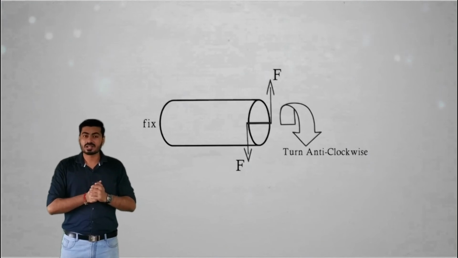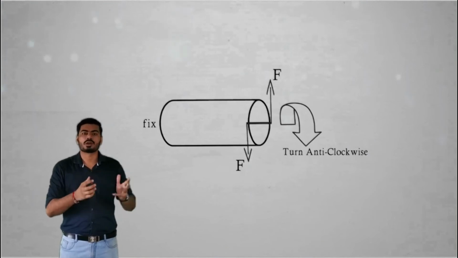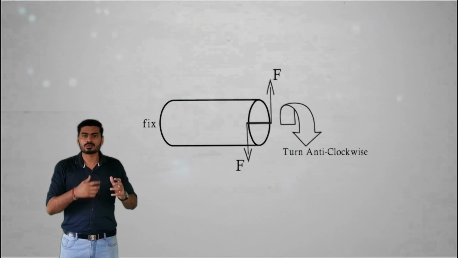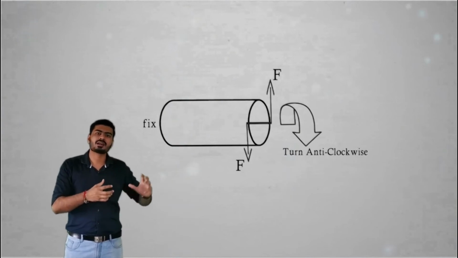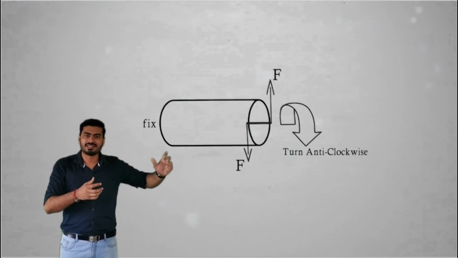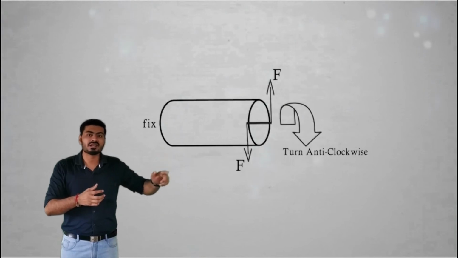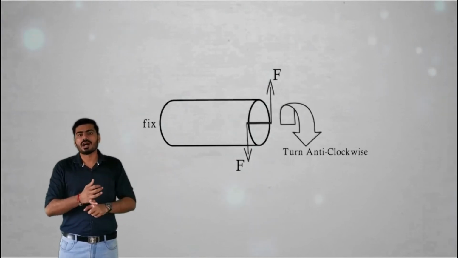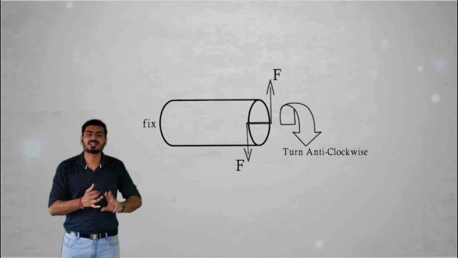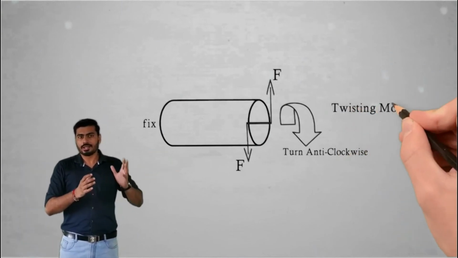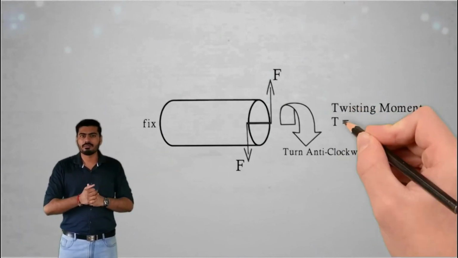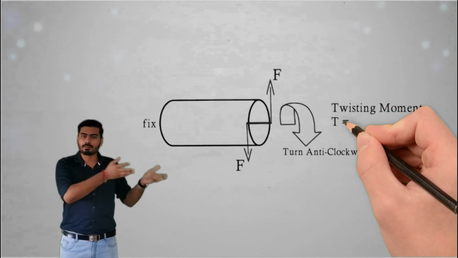And this twisting effect is nothing but the torsion effect. This torsion effect is generated by the moment of the couple, and this moment of the couple is generating the twisting effect, and that's why this type of moment is known as a twisting moment. Now, in order to find the twisting moment, we will apply the simple concept of the couple only.